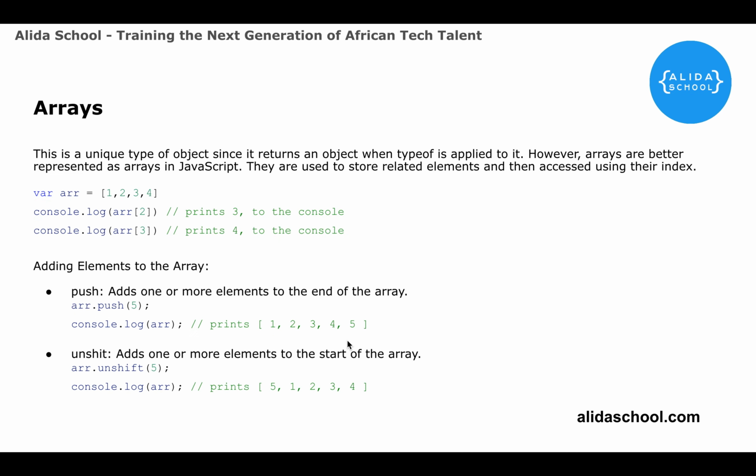Unshift adds one or more elements to the start of the array. If you run array.unshift with a value here, it adds the value before the starting point of the previous element we have here.